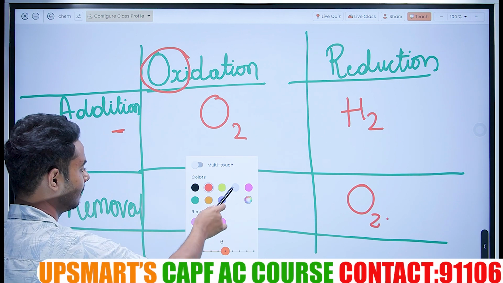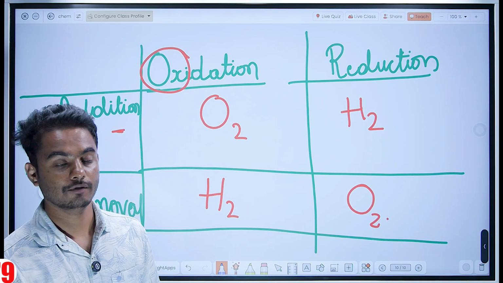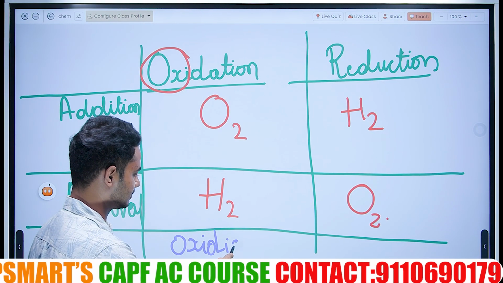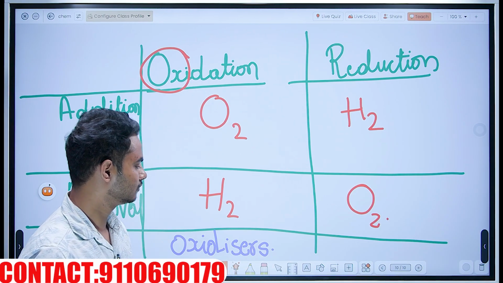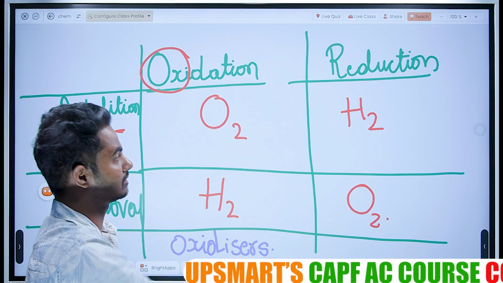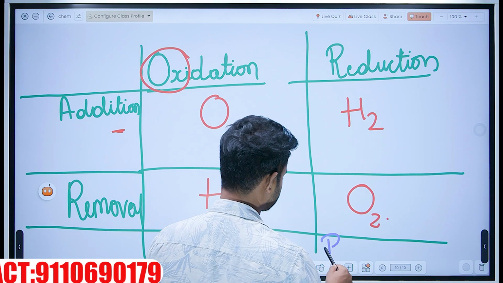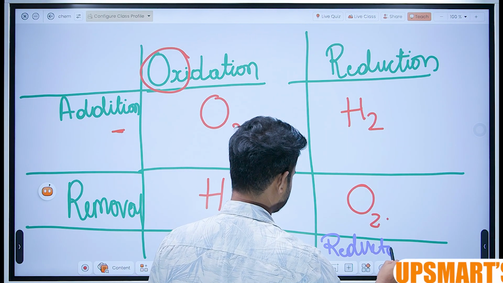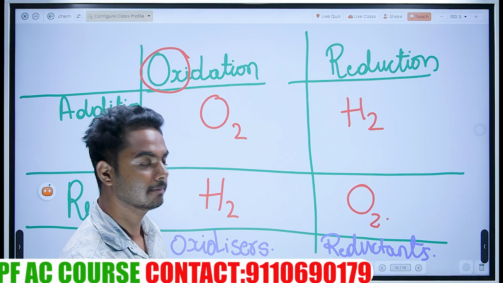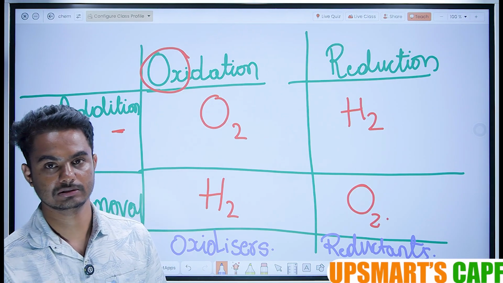Now, the other names. The compounds which perform oxidation reactions are called oxidizers. The ones which perform reduction reactions are called reductants, or reducers. These four names are important and interconnected: oxidation, oxidizers, reduction, reductants. Easy with this, right?